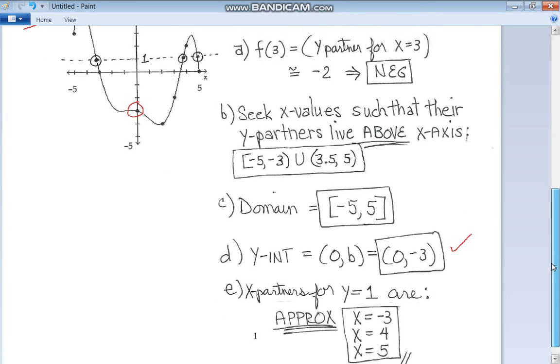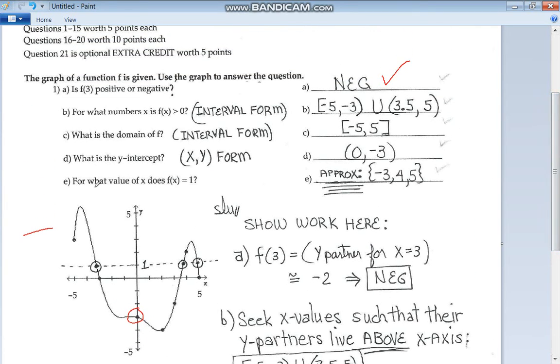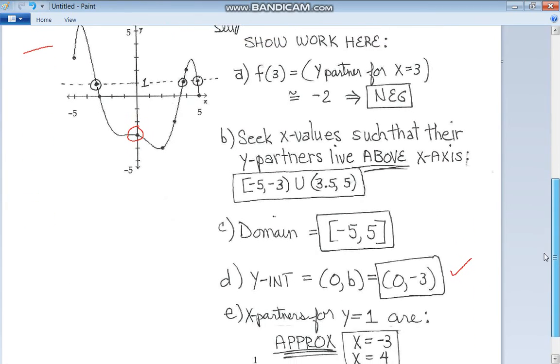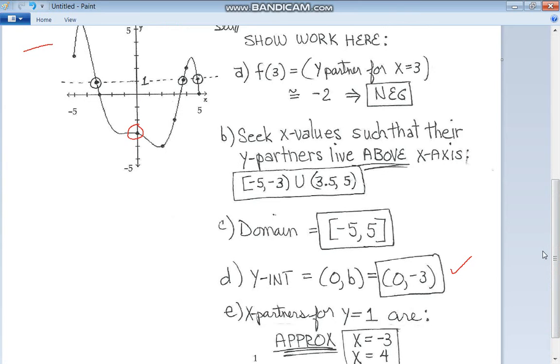And finally, part E. Part E was, for what value of x does the y partner, f of x, equal 1? We'll scroll down here. Well, let's see. There's a couple of them. There's a few of the x values for which the y partner equals positive 1. So I found positive 1 here on the y-axis. I drew a dotted line across it.